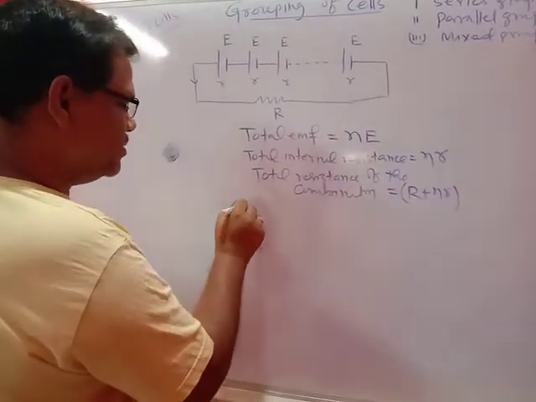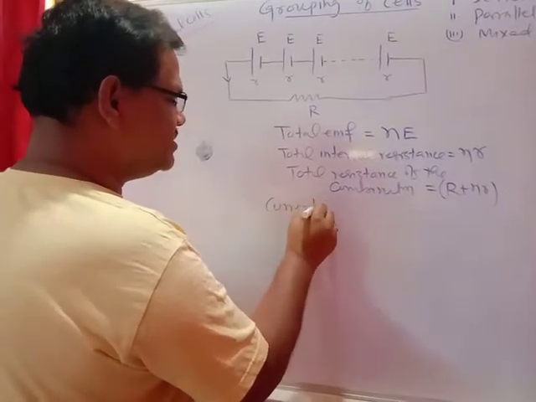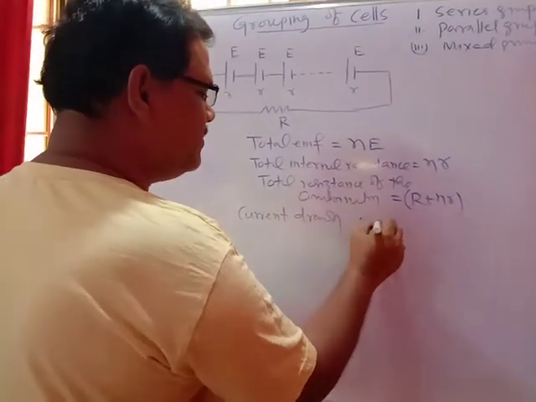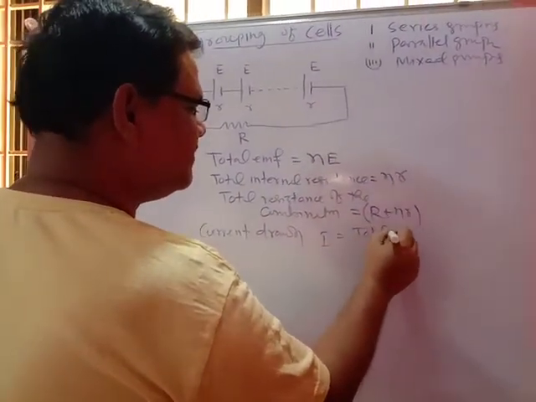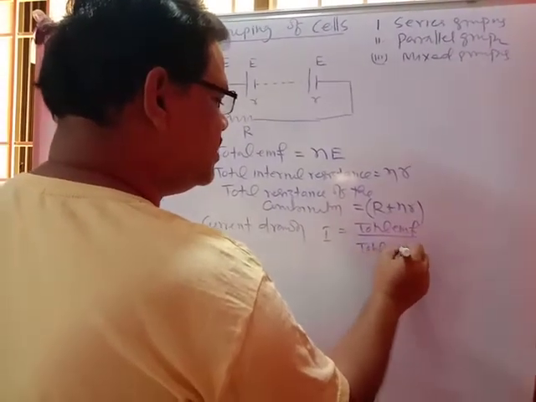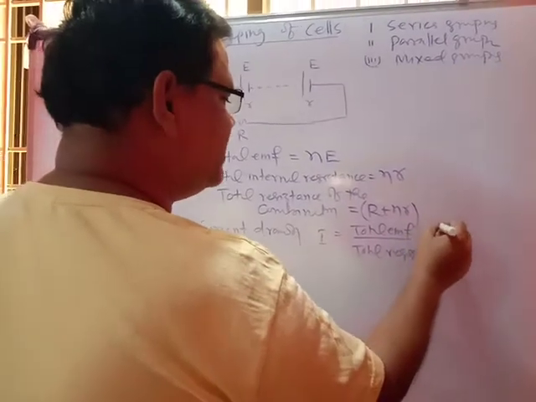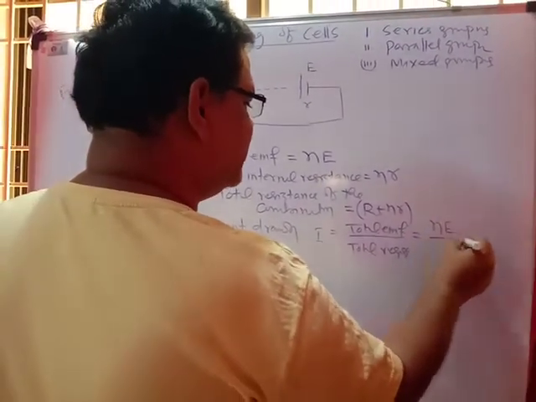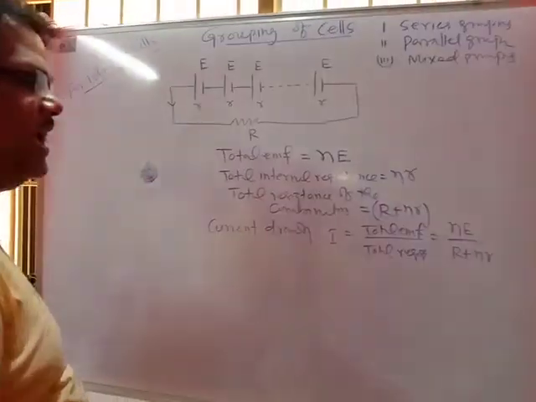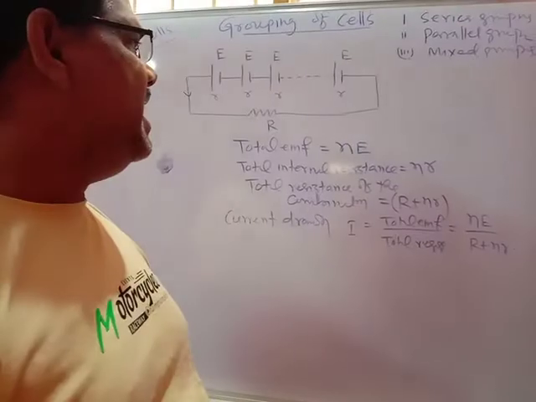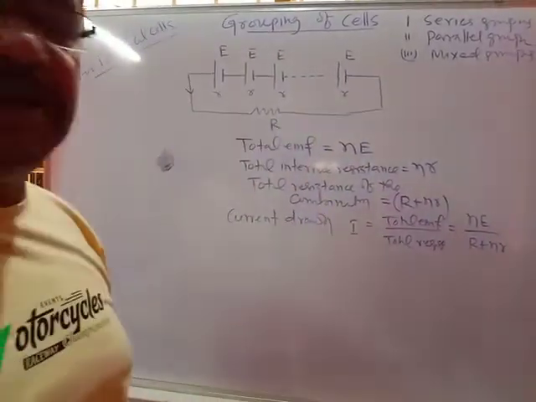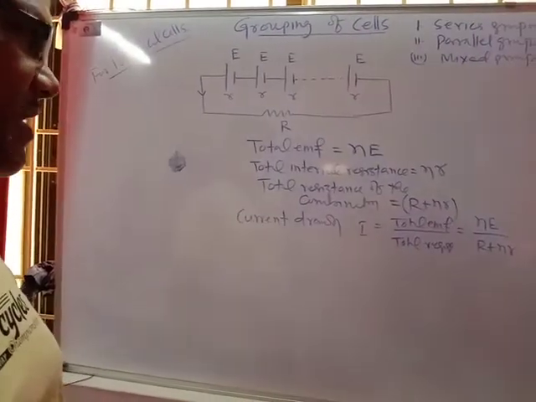So what is the current drawn from the cells? The current drawn in the circuit, I, equals total EMF by total resistance, total EMF equal to NE upon capital R plus Nr. So I equals NE upon capital R plus Nr. In which cases is series grouping preferable? Let us think about that now.